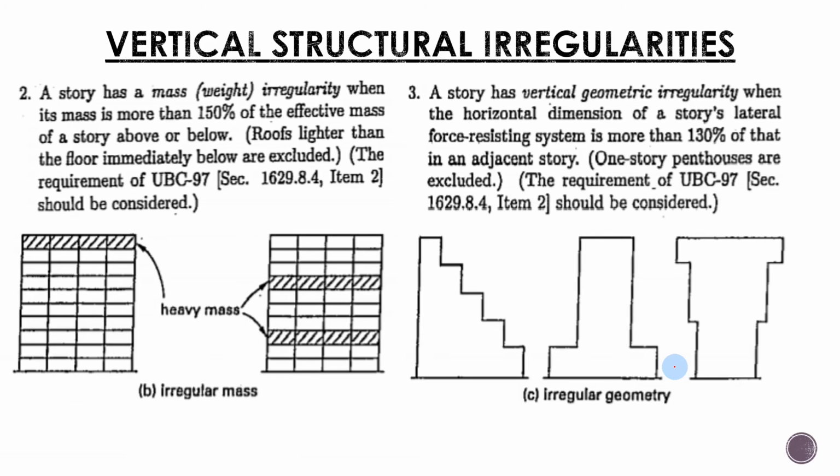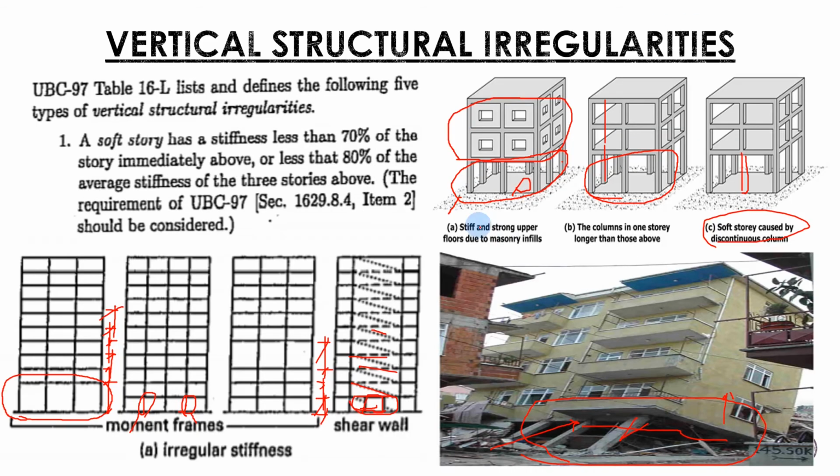Second, a story has a mass irregularity when its mass is more than 150% of the effective mass of a story above or below. Roofs lighter than the floor immediately below are excluded. So exclude na tana, kay sa roofing gaan naman compared with the stories sa baba.